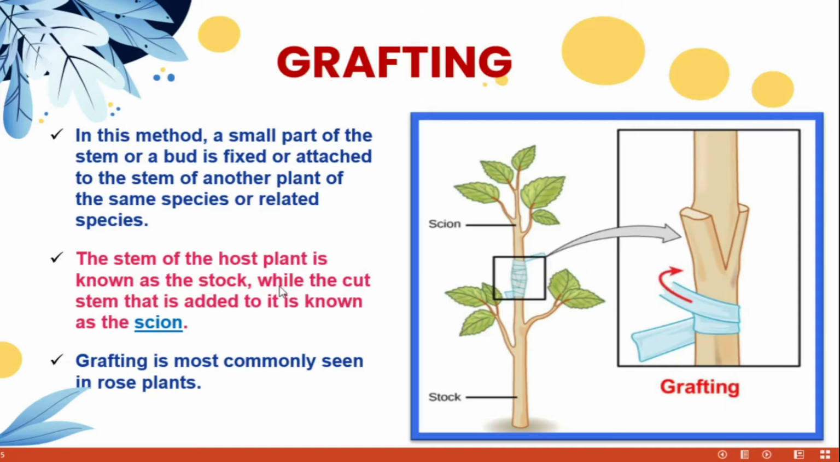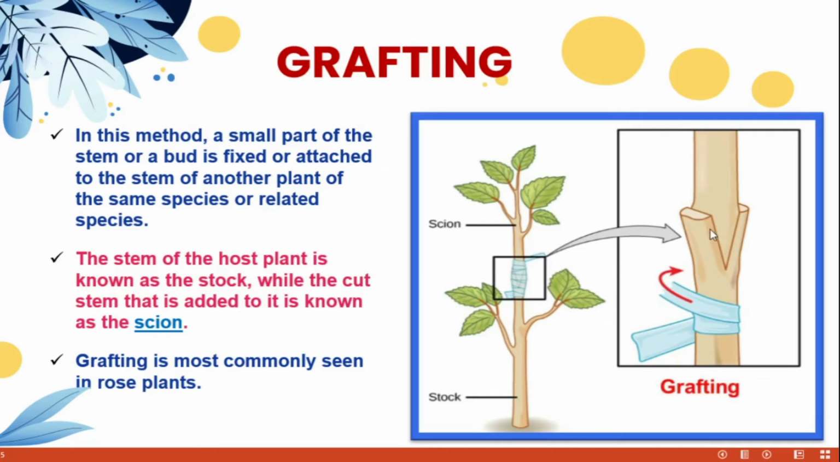Here, what is meant by scion and what is meant by stock? We have to know that. The stem of the host plant is known as stock, while the cut stem that is added to it is known as scion. Look at the picture, you will understand easily. These plants are made from two different plants. Here, the stem cutting called scion from one plant is attached and tied to the other stem cutting part, called stock. This is one plant stem and this is another plant stem.